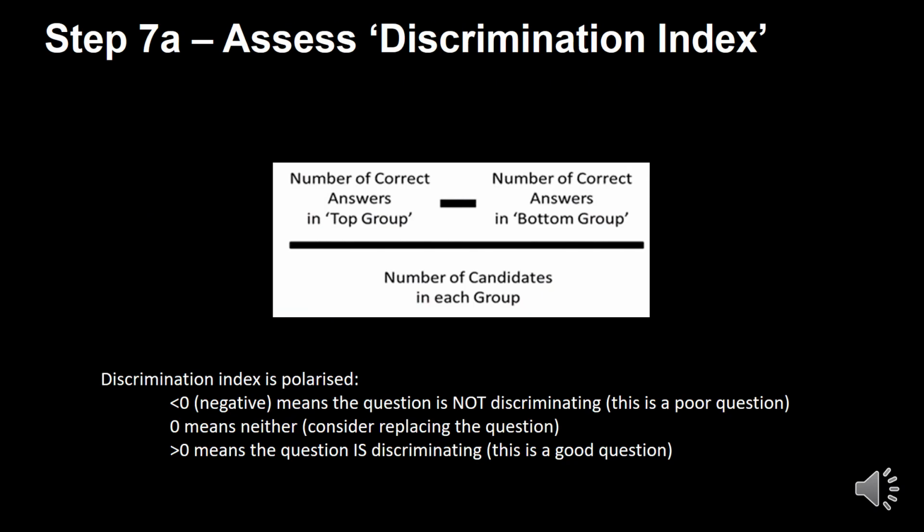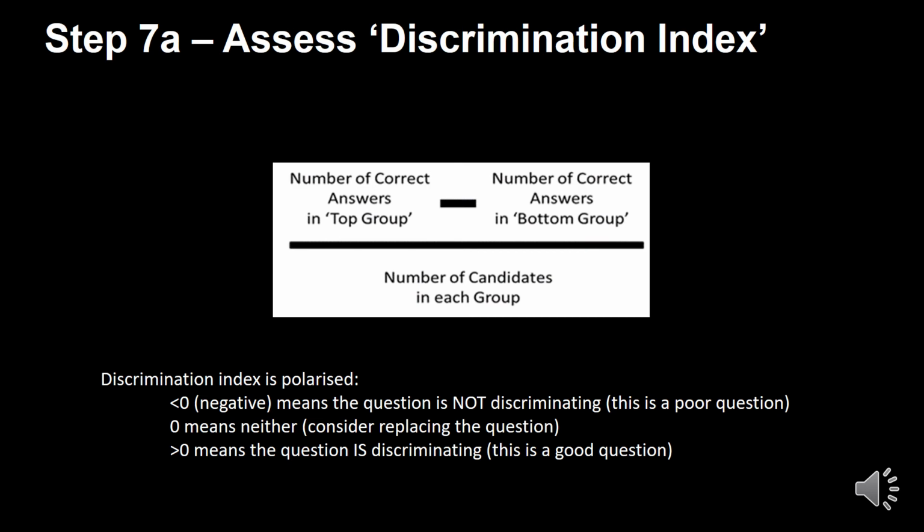A little bit of maths again. Here we see the formula for calculating the discrimination index. So we're going to take the total number of correct answers in the top group, the blue group, take away the total number of correct answers in the cream group, the bottom group, and divide all that by the total number of candidates in each group, which in our case is 20. That's going to be on the next slide.